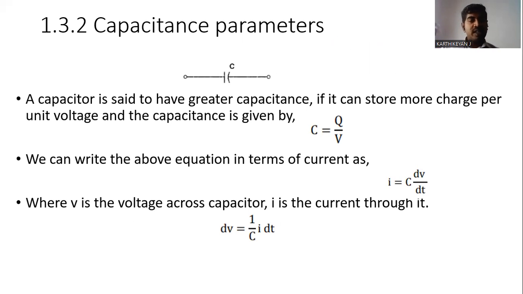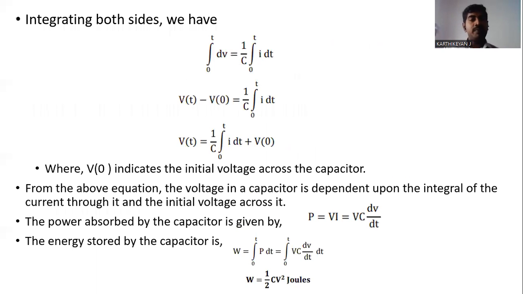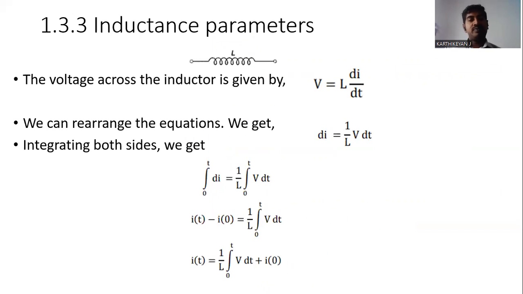This is the capacitance parameter. We know the value of capacitance C equals Q by V. Similarly, the current in the capacitor I equals C into dV by dt. From that equation, we can get dV equals 1 by C into I into dt. Integrating on both sides, we get V of t equals 1 by C integral 0 to T of I dt plus V of 0. So the energy is given by half CV squared.